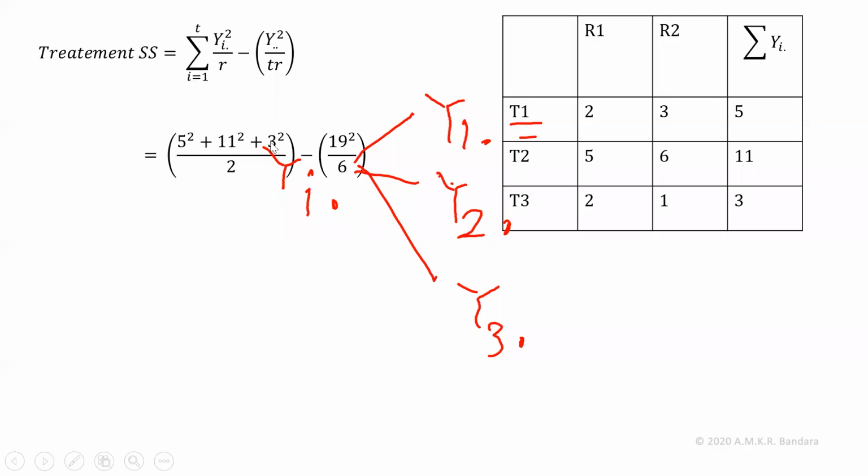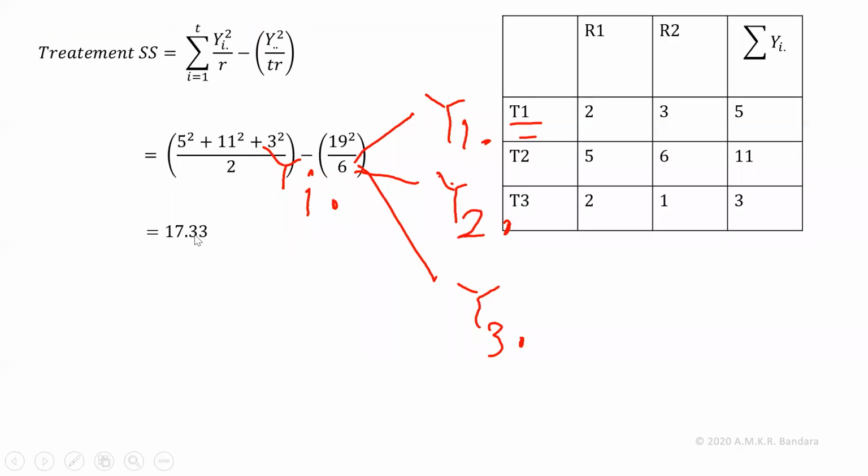Now get the summation. So you will get this part, and from that you have to deduct this, that is the correction factor, that is total of the observations square divided by number of observations. So you will get that as 17.33. This value is 17.33. Now, next step is to construct the ANOVA table.